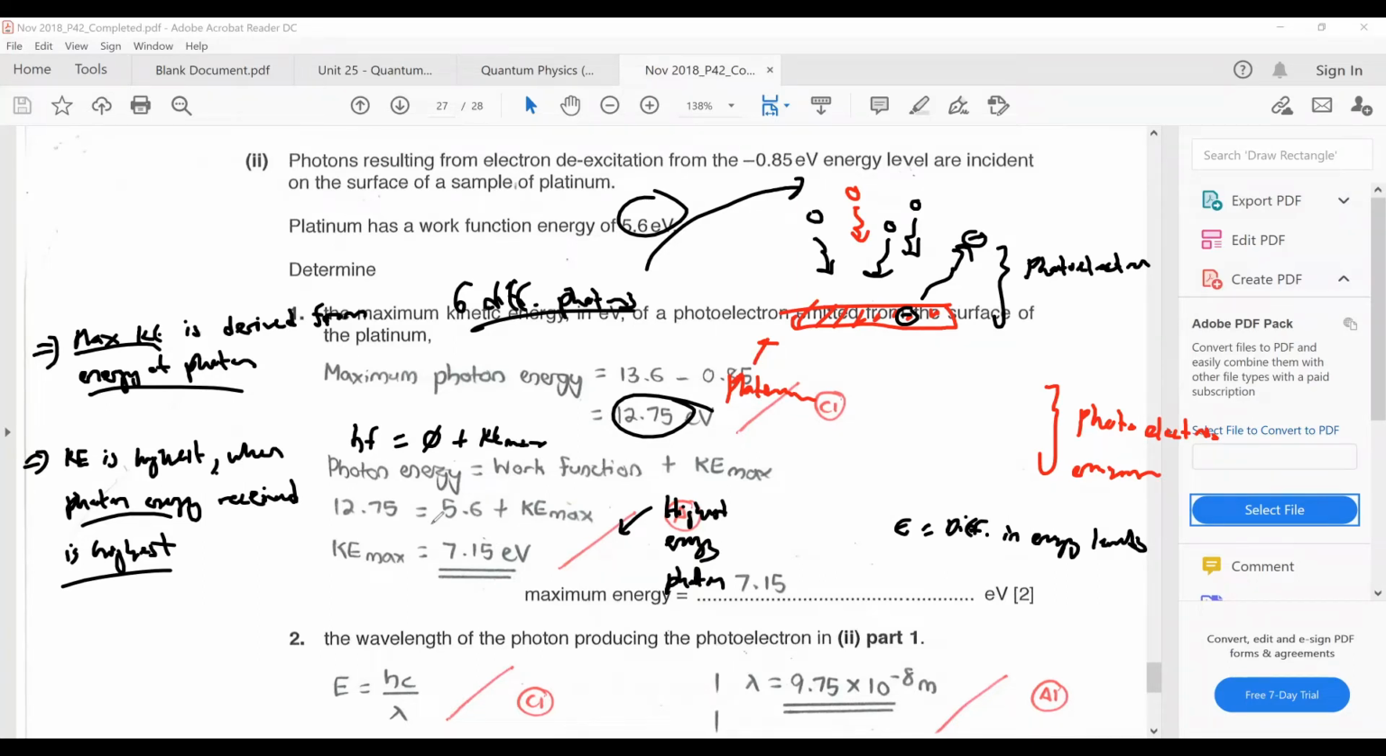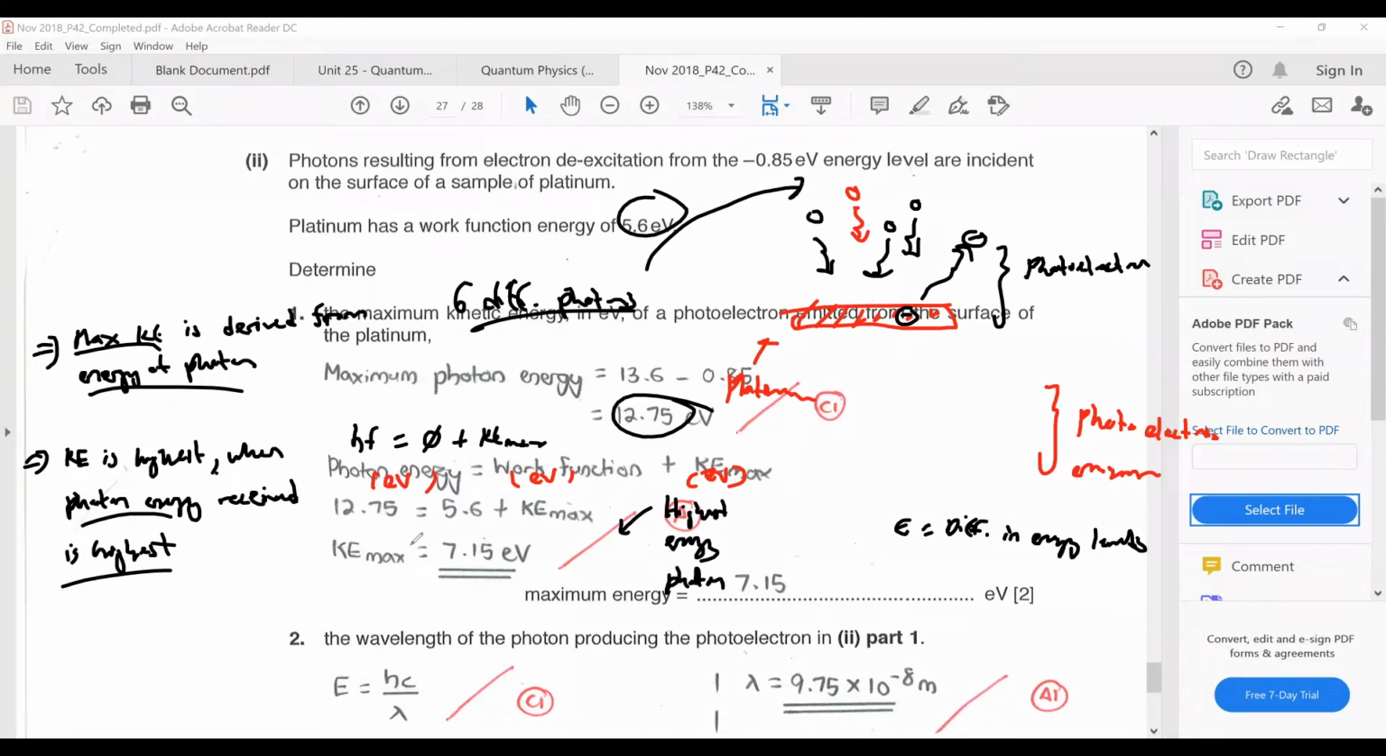Now there's no need to change from eV to joules here, because if you look at the equation, if this one is in eV and this one is in eV, obviously your Ke max will also be in eV. The units are consistent. There's no need to change from eV to joules here, because it does not affect anything. Right, so this part is fine.